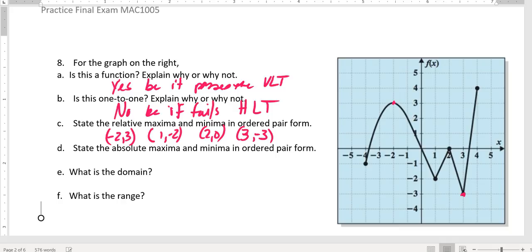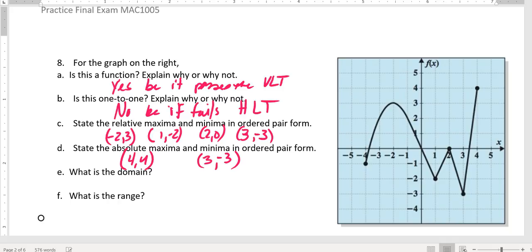And then when it says absolute maximum and the minimum, that means in the domain where is it the highest and lowest. Well, you can see the highest point would be here, and the lowest point would be there. So our absolute maxima is 4, 4. And our absolute minima is 3, -3.